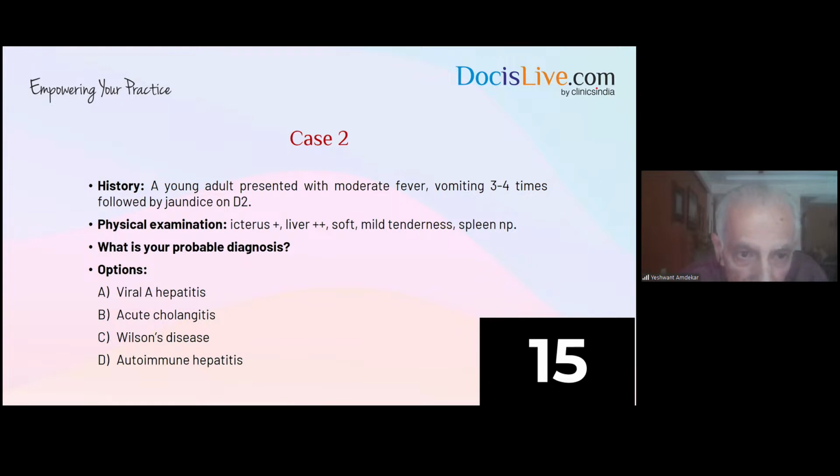Physical examination shows that this person has obvious icterus, liver is quite enlarged, it's soft, it's mildly tender, spleen is not palpable. Okay, now pick up a small difference between the first case and the second case. Okay, and now your options are, is it a viral hepatitis? Is it acute cholangitis, which means it's a biliary tract infection? Is it a metabolic disorder like a Wilson disease, or is it autoimmune hepatitis? Your time starts now.